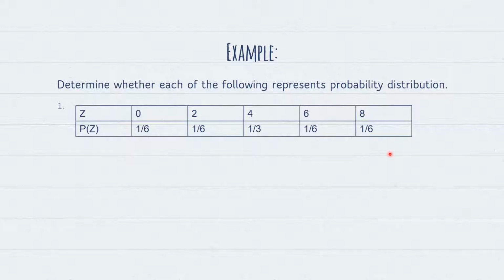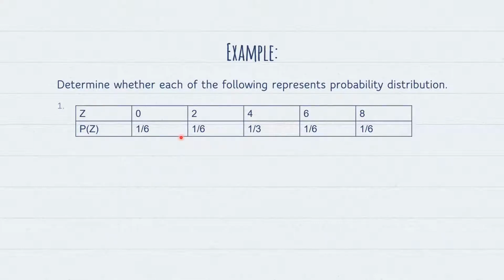Now, to determine, again, we have to consider the two properties. The first property is that the probability of each value of the random variable must be between 0 and 1. So, looking at p of z, that is the probability, we have 1/6, 1/6, 1/3, 1/6, and 1/6. So, there is no 0 or less than 0, no 1 or greater than 1. So, therefore, for the first property, this is a probability distribution.